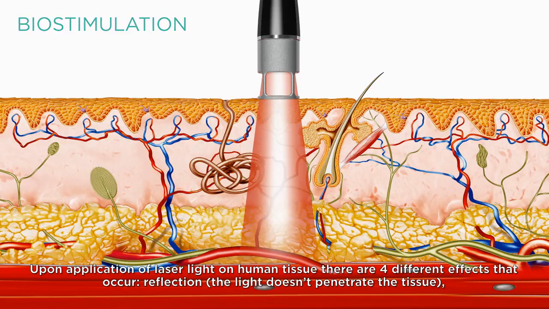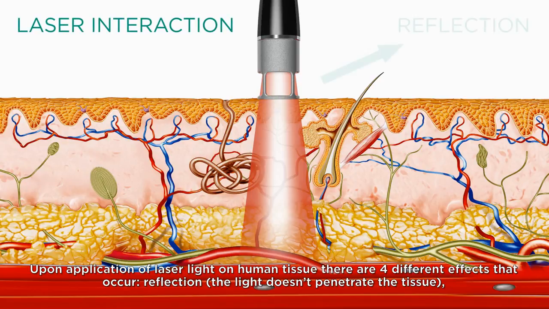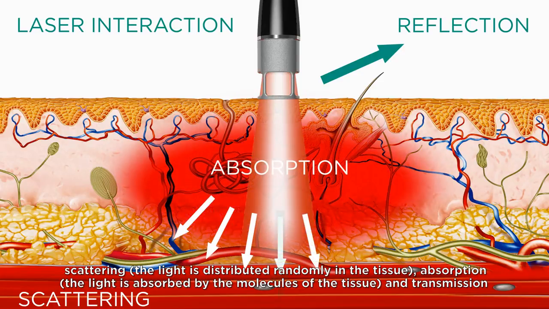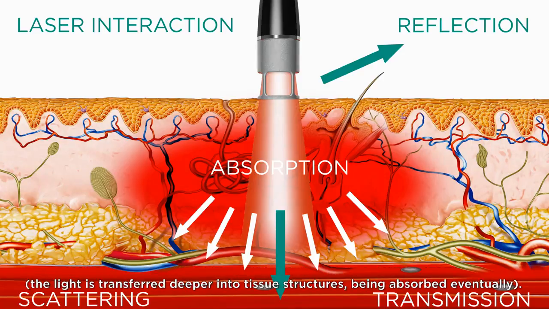Upon application of laser light on human tissue, there are 4 different effects that occur. Reflection, the light doesn't penetrate the tissue. Scattering, the light is distributed randomly in the tissue. Absorption, the light is absorbed by the molecules of the tissue. And transmission, the light is transferred deeper into the tissue structures, being absorbed eventually.